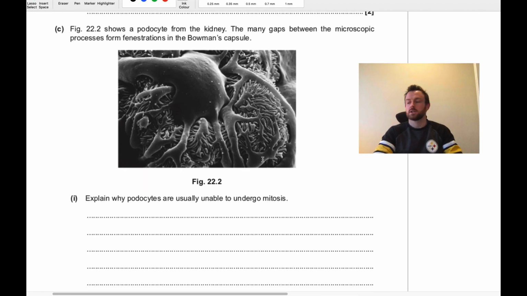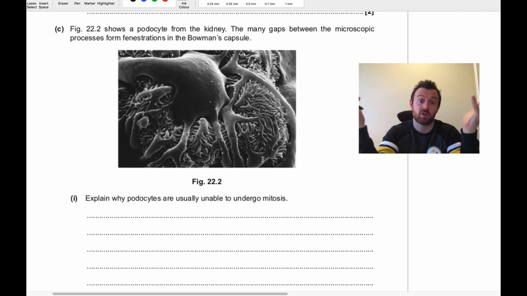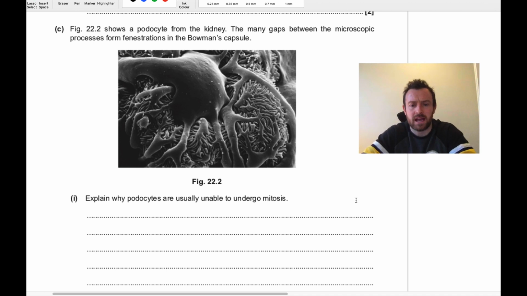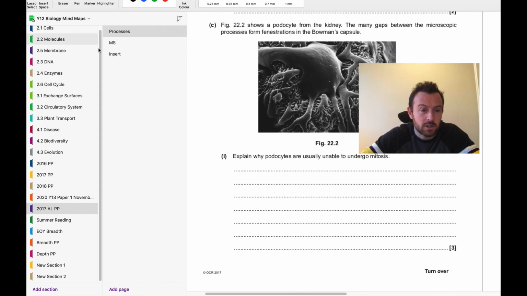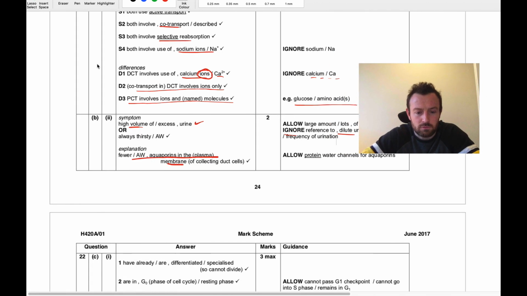So when a cell undergoes mitosis, you have a cell and it splits into two. Now, this podocyte, how would that split into two whilst maintaining that fine branching structure? It would be very difficult for it to do, and it would damage or remove some of the fenestrations in the Bowman's capsule. So that's kind of my answer, that's my guess. Never really thought about this before, so let's just look at the mark scheme and see if that's kind of along the right lines.